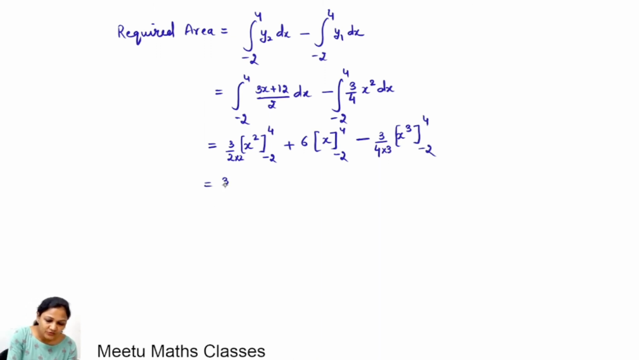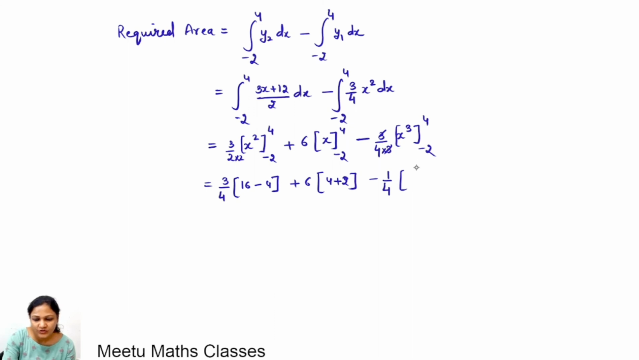So this will give you 3 by 4, 4 square is 16 minus 2 square is 4, plus 6, 4 minus minus 2, minus 1 by 4. This is 4 cube 64 minus 2 cube, that is minus 8. So this will give you 3 by 4 into 12 plus 6 into 6 minus 1 by 4 into 72.